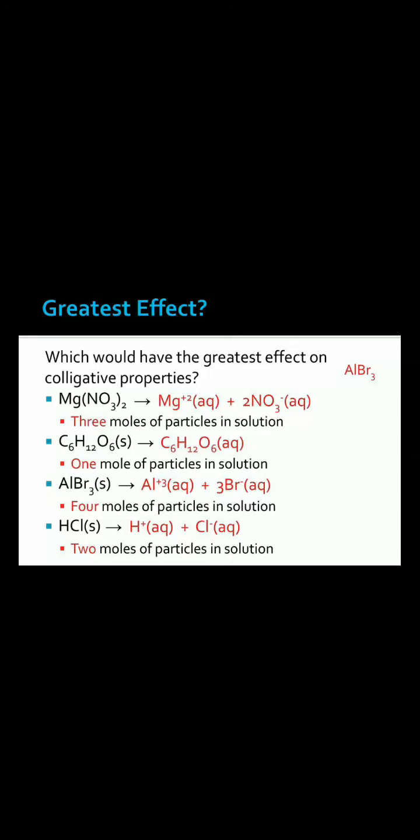From the given example, aluminum tribromide gives the greatest effect, forming 4 ions, 1 Al3+ and 3 bromide ions, having high colligative properties, whereas glucose produces 1 mole of particles, having less colligative property. Higher number, higher colligative property; lesser number, lesser colligative property. That is, the actual number of solute particles decides the colligative property. It depends on the number of solute particles present in the solution.